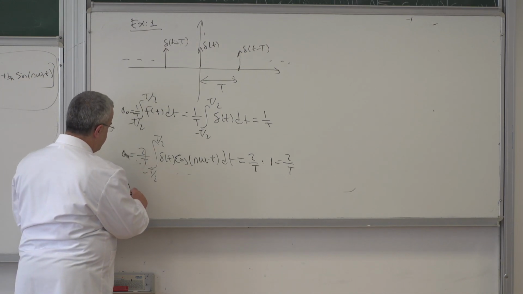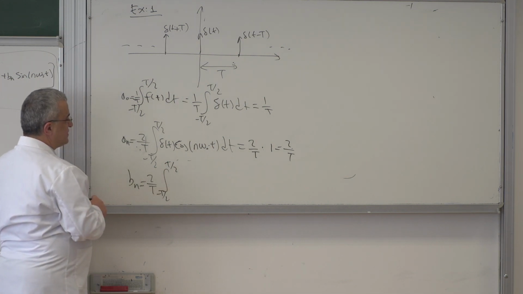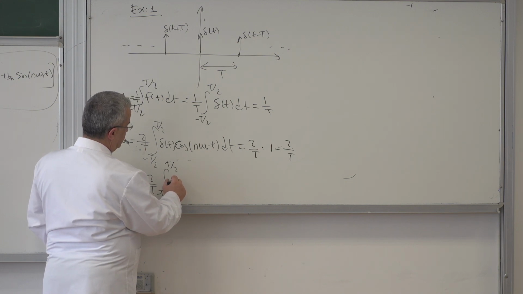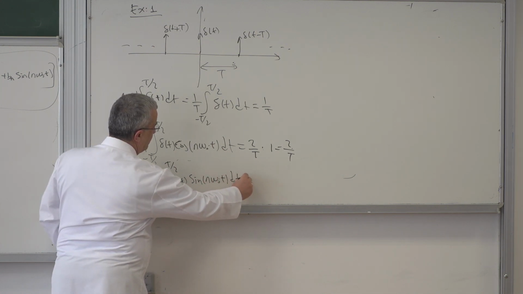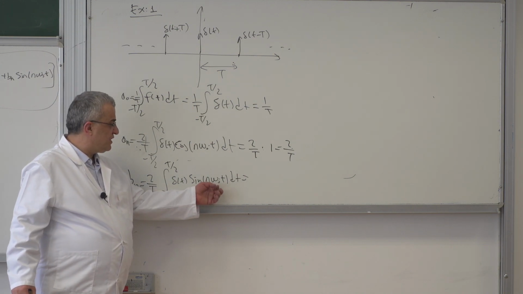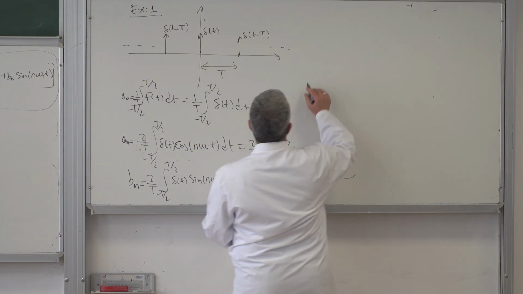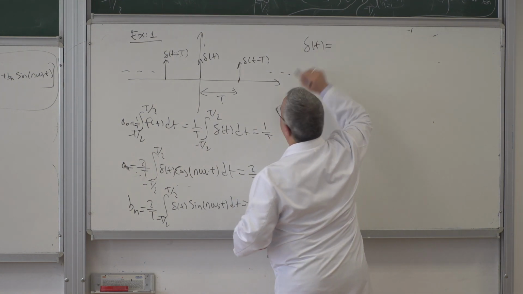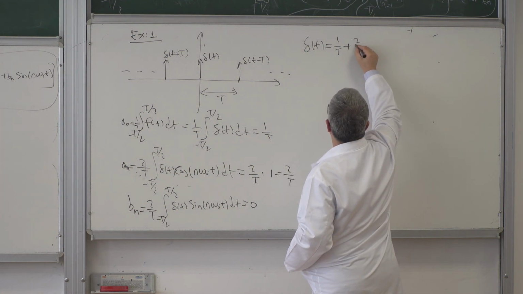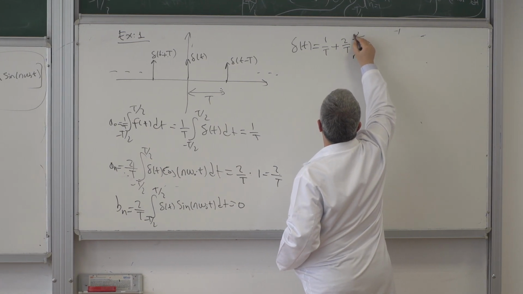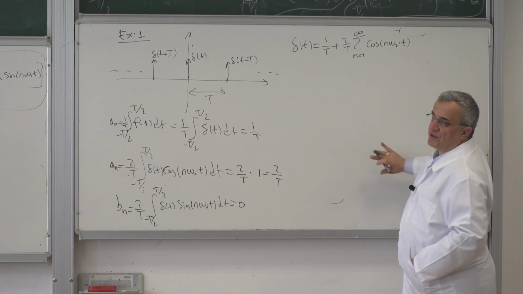Okay, b_n. What is b_n? 2 over T, integral of delta of t sine n omega 0 t dt. What is this equal to? This is 1 multiplied with the value of this at t equal to 0. What is that? 0. So what is the Fourier series of the delta function? It is 1 over T plus 2 over T times the sum from n equals 1 to infinity of cosine n omega 0 t. And the sines are all 0.